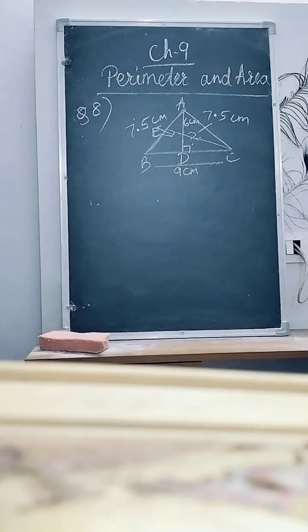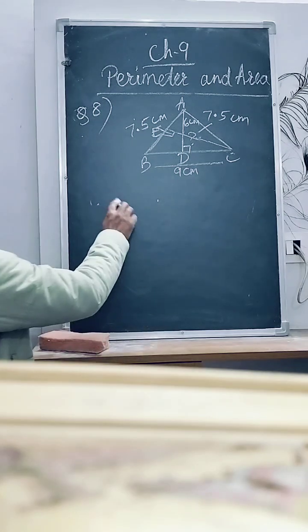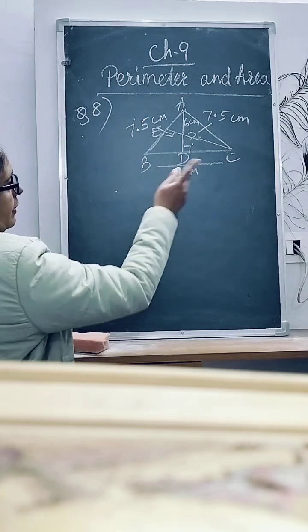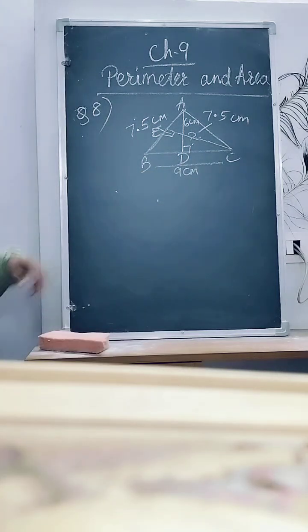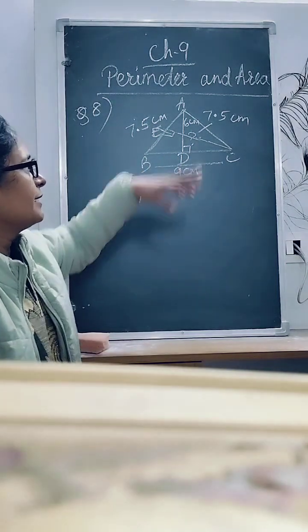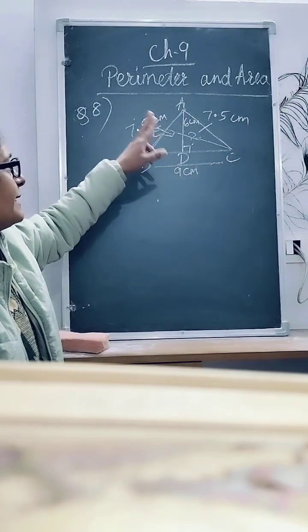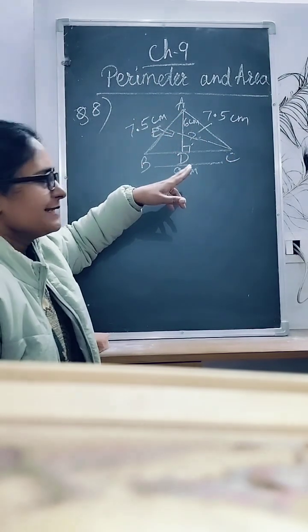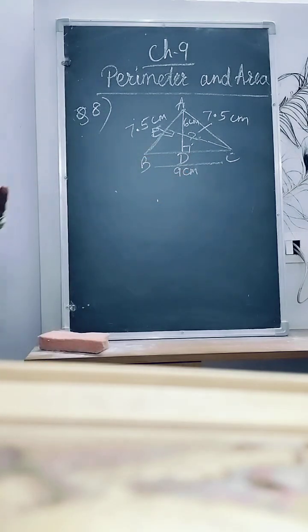Okay students, now let us write whatever we are given in the exam. First thing, make it clear what is given, and write it. So in the triangle you are given BC equal to 9, AC equal to 7.5, AB equal to 7, and AD equal to 6 centimeter. All this you will write.